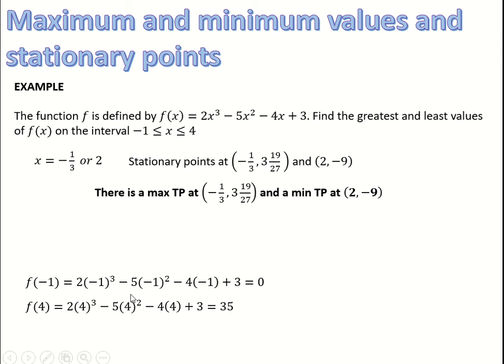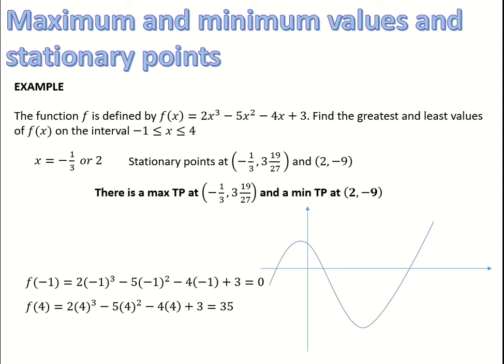Then vice versa here: after the point 2, when x is 2, it starts going up again. This is a minimum turning point, so to the right of this it starts increasing again. We want to see, within the space that's left in the interval, does it get any higher than 3 19/27? And it does. So this point now becomes our maximum, the greatest value within that interval.